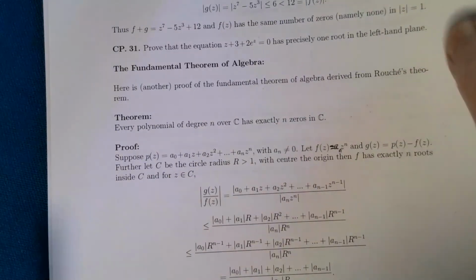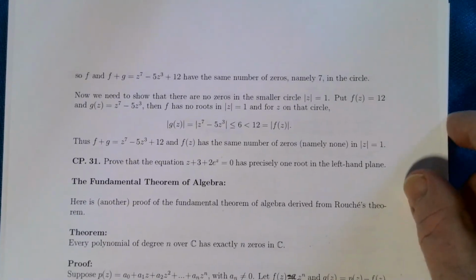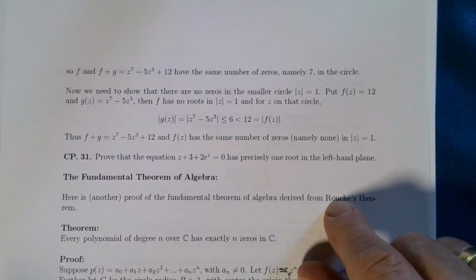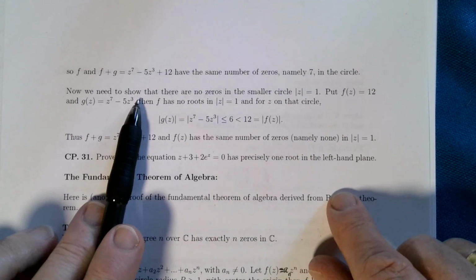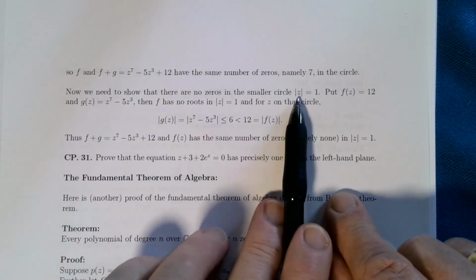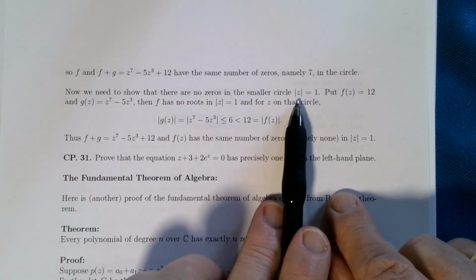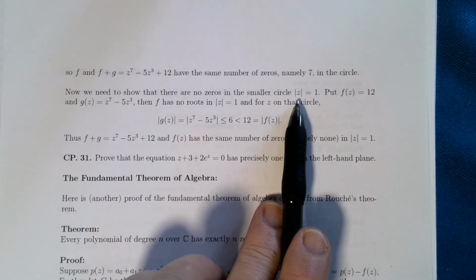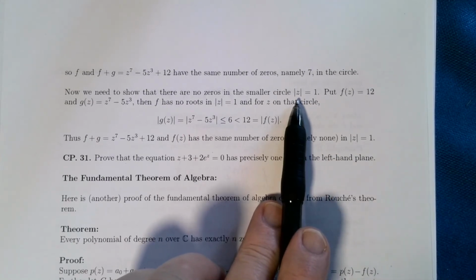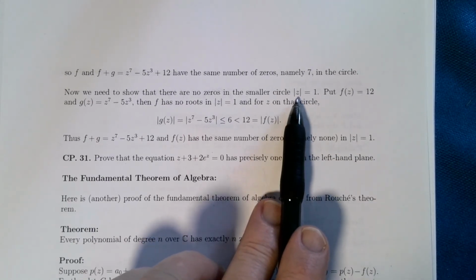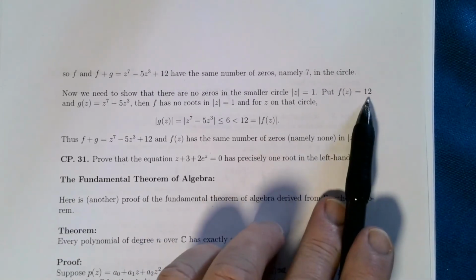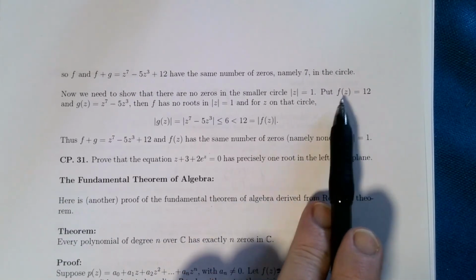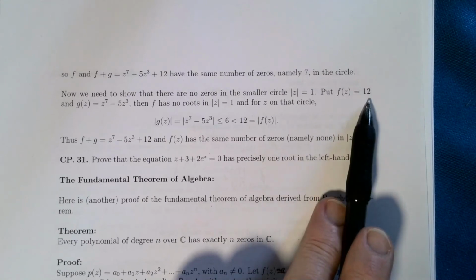i.e. namely 7 inside that circle. So we've now got to show there are no zeros inside the smaller circle mod z is 1, so that they lie in between. So I want a function that I know has got no zeros, so I'm going to pick the constant term, because the constant is not 0.